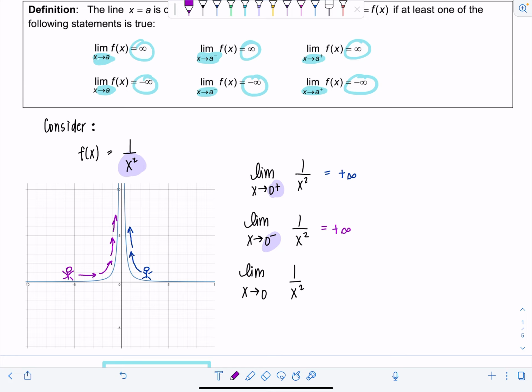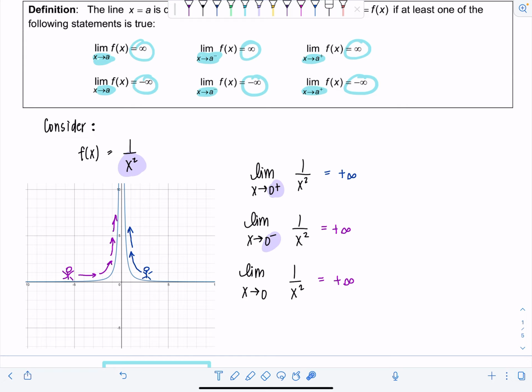All right. So now when I look at the two-sided limit, what's the limit as x approaches 0? And we don't specify from which side. Well, now I can say that this limit is positive infinity, because notice in this case, the limit from the left side of 0 is equal to the limit from the right side of 0. Both of them are positive infinity.